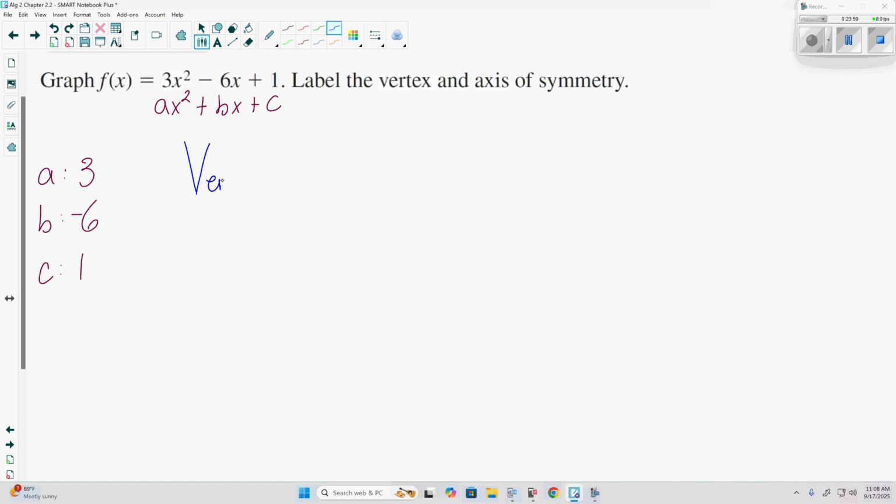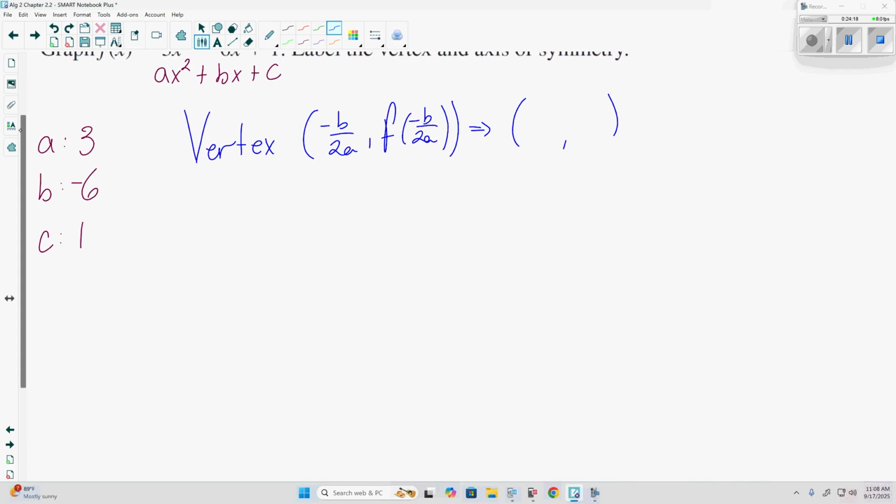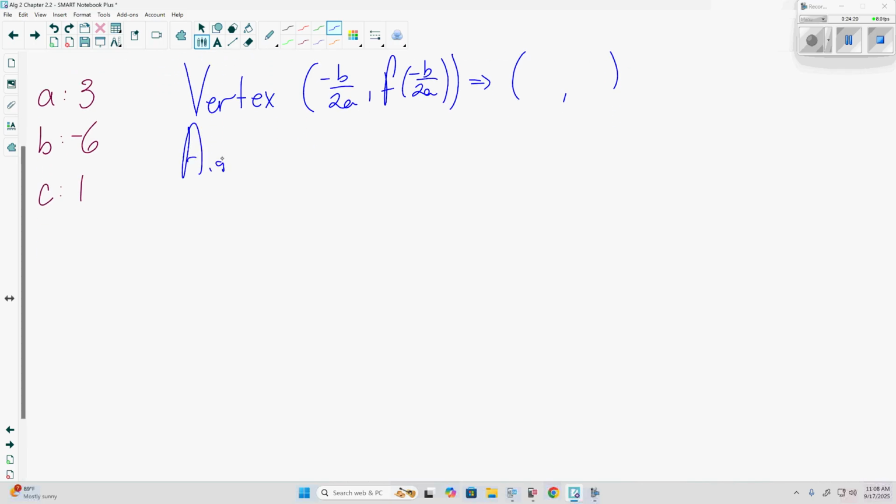Vertex. Now the general form is negative b over 2a, comma f of negative b over 2a. I'm drawing arrows here just saying we're going to plug it in once we get it. And we said that the axis of symmetry is x is equal to negative b over 2a. Now the first thing we're going to find is negative b over 2a.